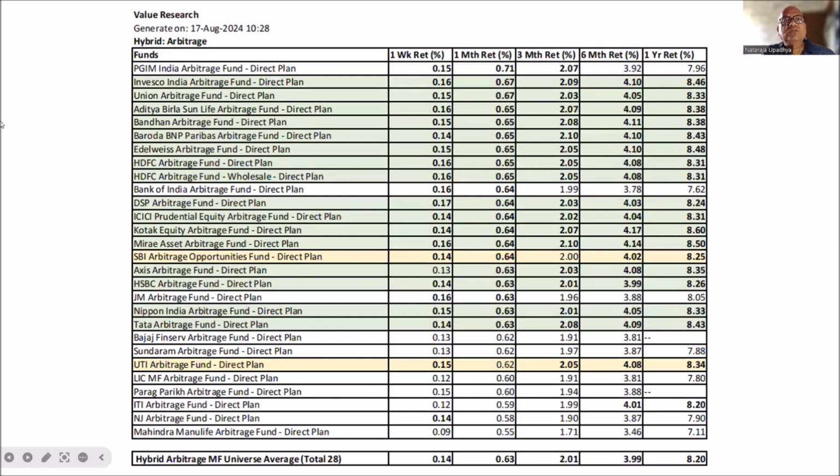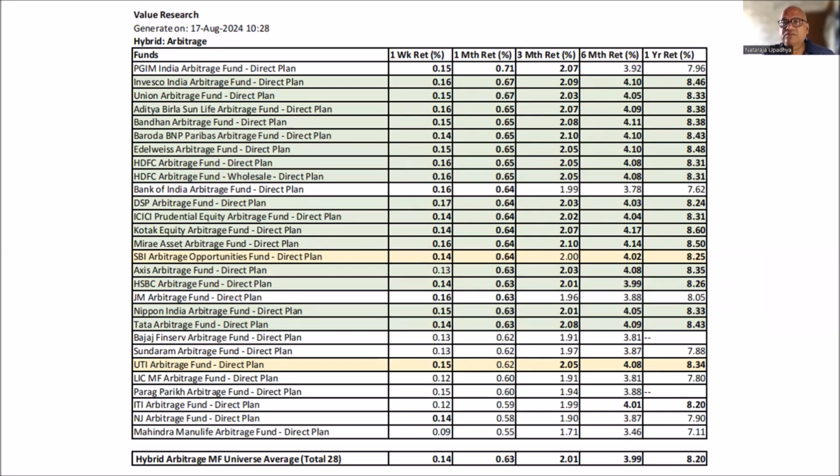Let's move on to the arbitrage funds. You remember arbitrage funds invest in equity, but the equity investments are managed in such a way that they give a debt level return only. So therefore you'll see 8.2% return, which is comparable to debt funds, right?